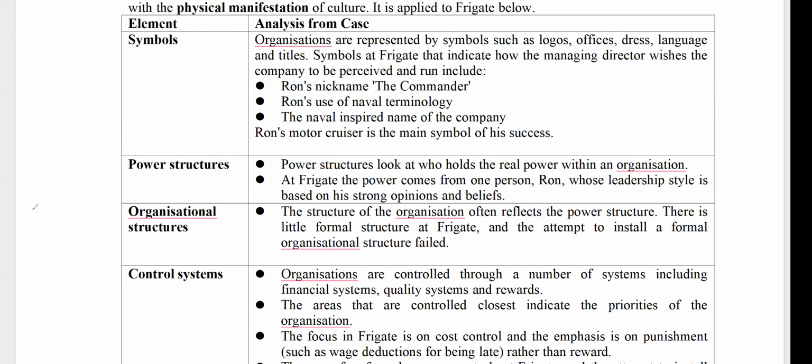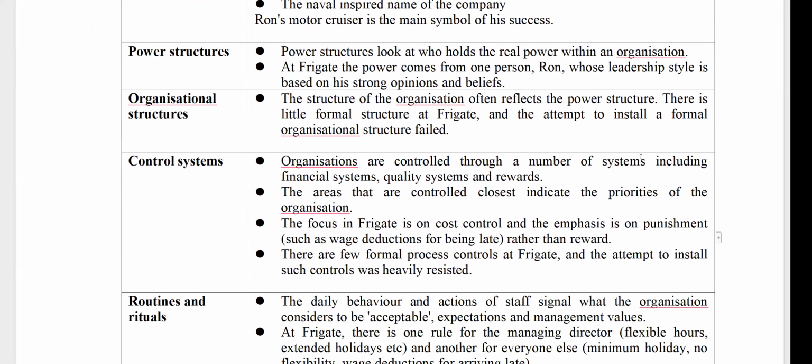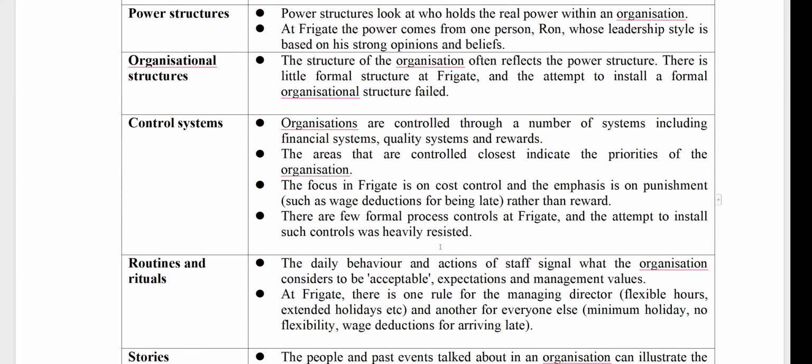Then the control systems. Organizations are controlled through a number of systems, including financial systems, quality systems, reward systems, and the areas that are controlled closest indicate the priorities of the organization. We saw that. Now, the focus in Frigate is on cost control, and the emphasis is on punishment, like wage deductions for being late rather than reward, okay? So there are few formal process controls at Frigate, and the attempt to install such controls was heavily resisted, including the sacking of the accountant, right?